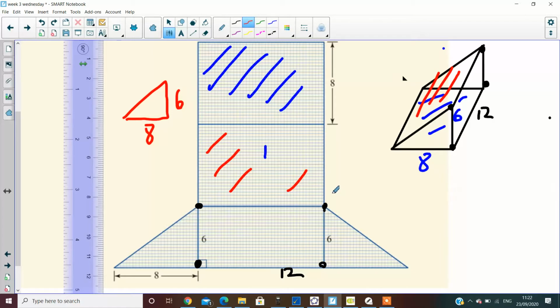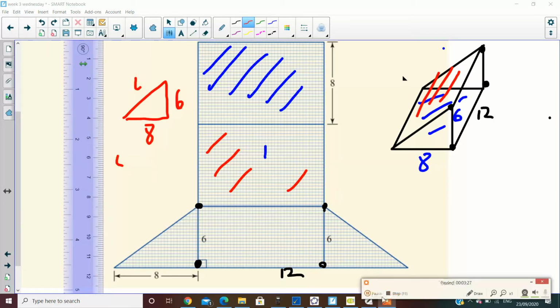Did anybody figure that out themselves? So call it L. L squared equals 6 squared plus 8 squared. L squared equals 100, and L will equal 10. To me, that means that's 10. Okay, so I rub out this now.